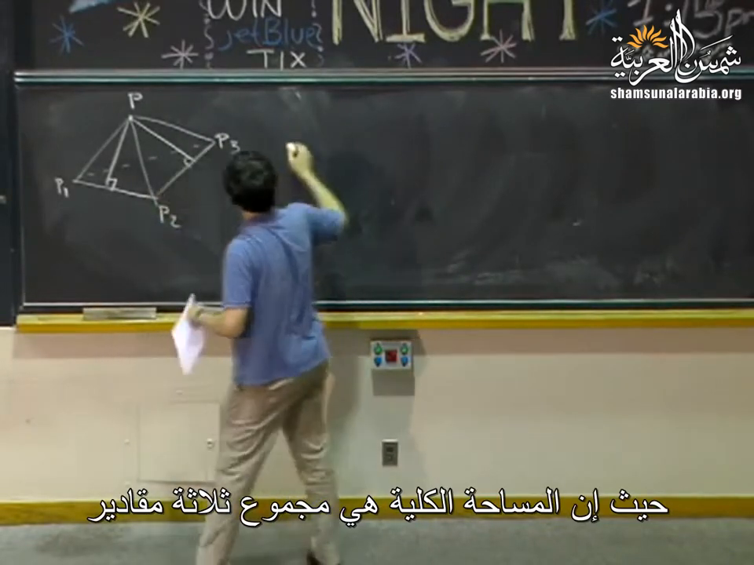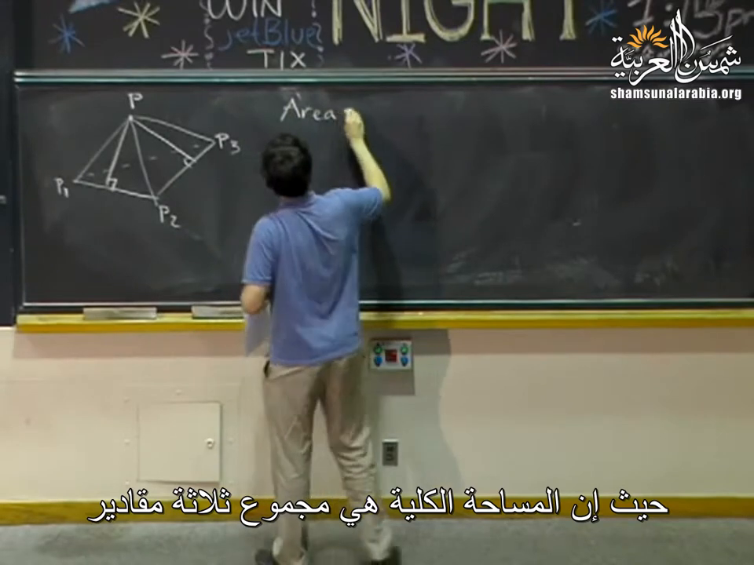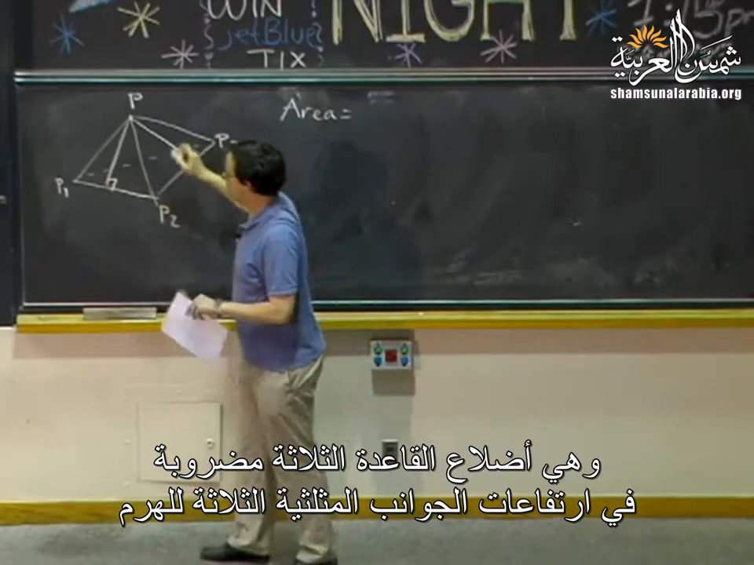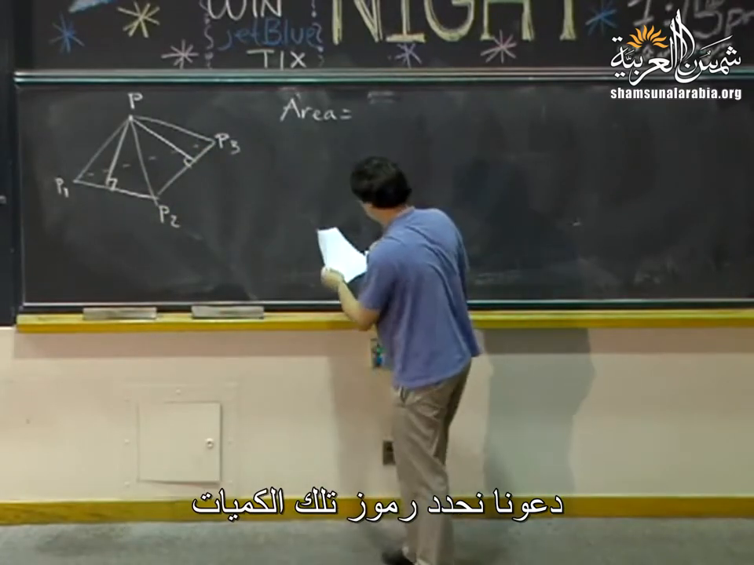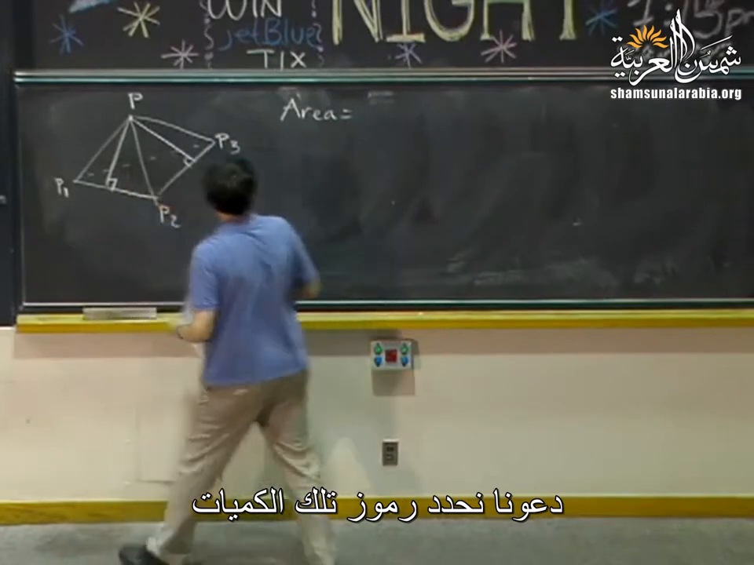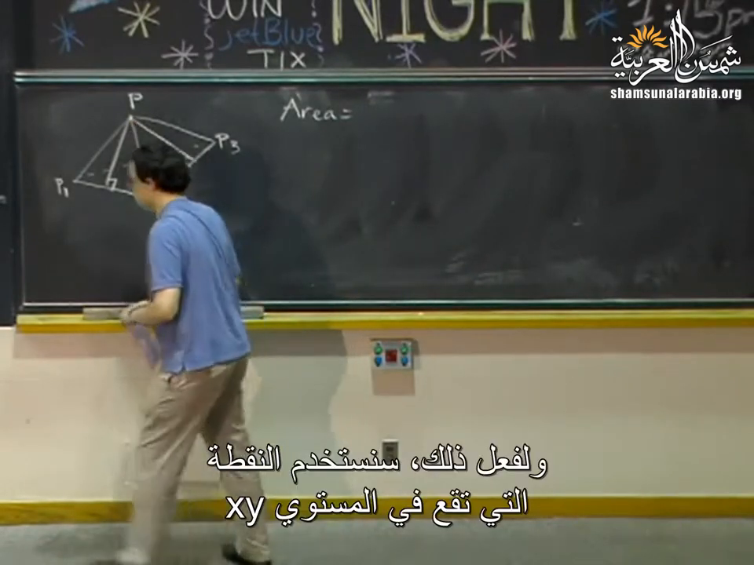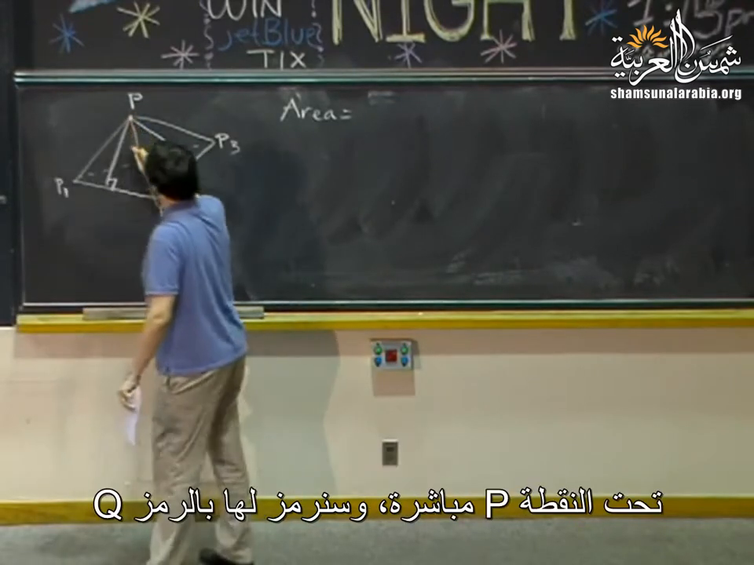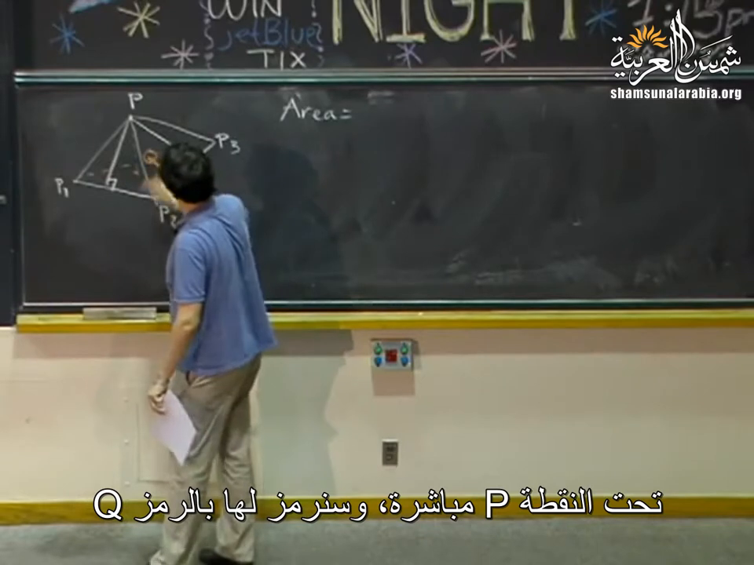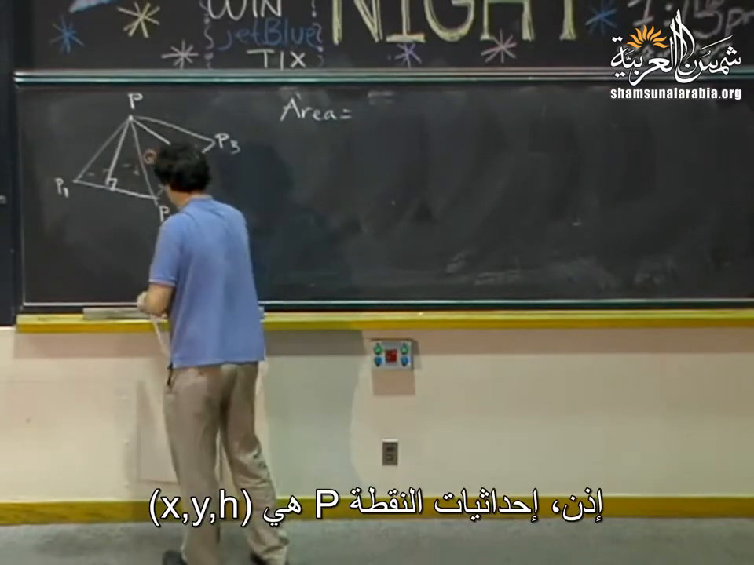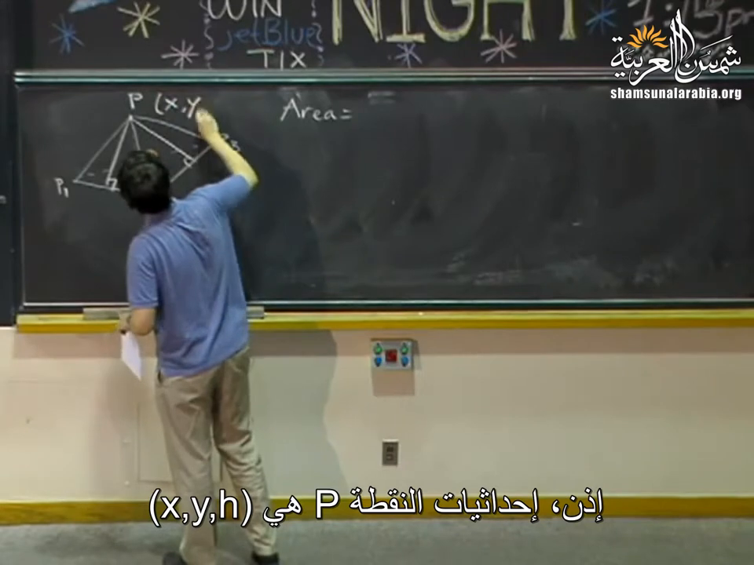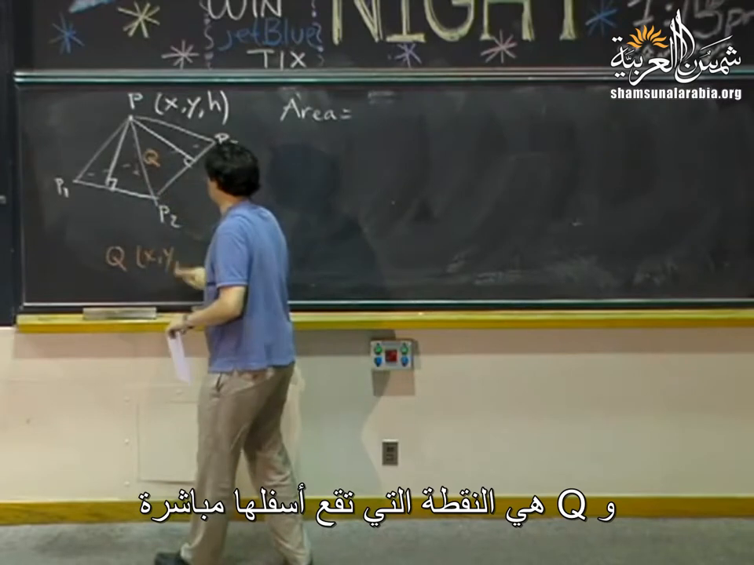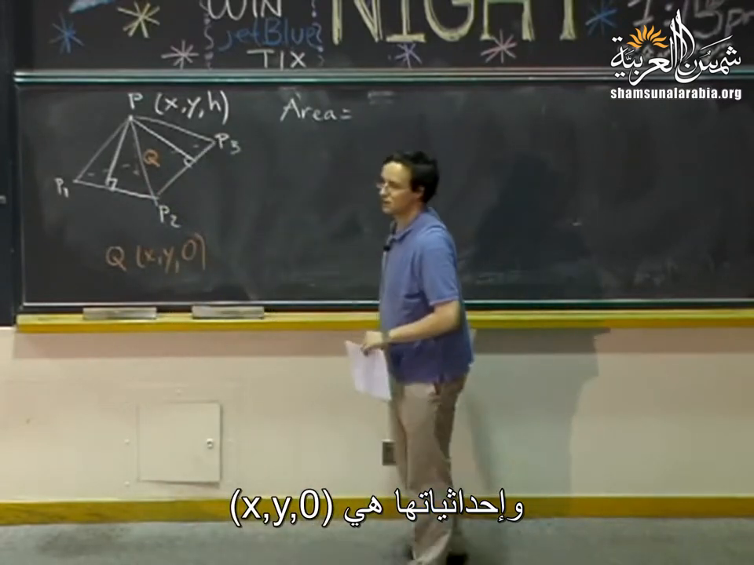And I'm going to say that the area will be the sum of 3 terms, which are 3 bases times 3 heights. So let's give names to these quantities. So actually for that, it's going to be good to have the point in the xy plane that lives directly below P. Let's call it Q. So P is the point at coordinates x, y, and h. And let's call Q the point that's just below it, so it has coordinates x, y, 0. Okay?